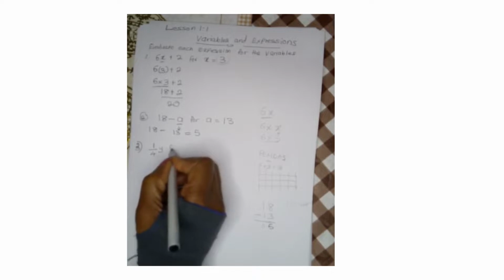We have question number 3. I'm not going to do all of them for you because it is actually going to take the whole day. So question number 3 says, this is a fraction, 1 over 4 y, for y equals 16.